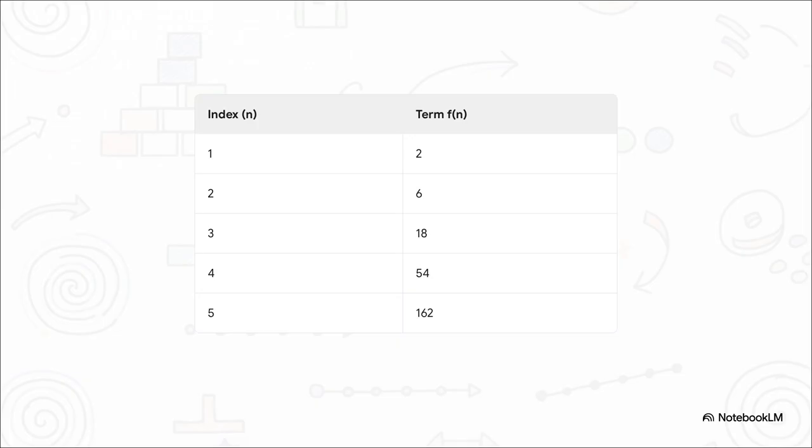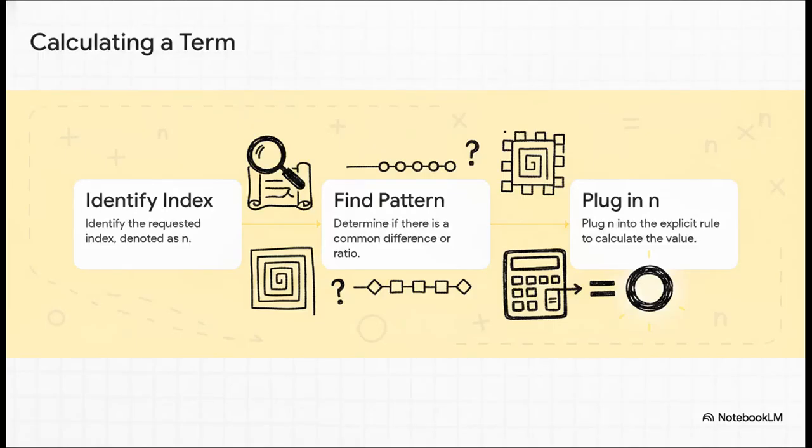Every single term is multiplied by 3 to get the next one. That is our common ratio. So how do we actually calculate a missing number if I asked you for, say, the 20th term of a sequence? Well, here are our concrete detective steps.